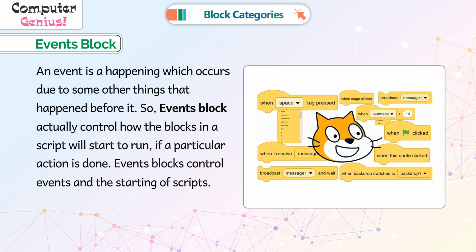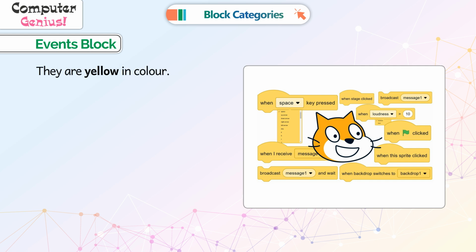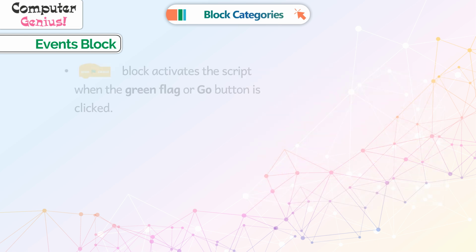Events blocks. An event is a happening which occurs due to some other things that happen before it. So, events blocks actually control how the blocks in a script will start to run if a particular action is done. Events blocks control events and the starting of scripts. They are yellow in color.